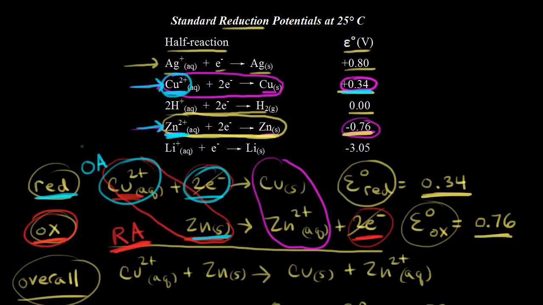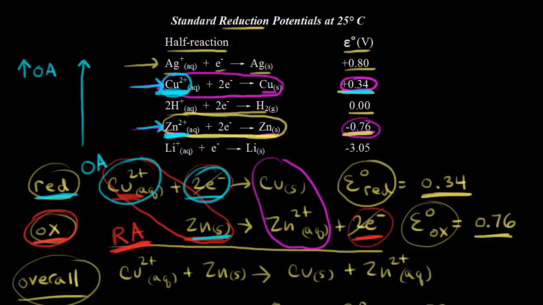So as you go up on your standard reduction potential, you're increasing in the tendency for something to be reduced. And therefore, you're increasing the strength as an oxidizing agent. So as you move up on your standard reduction potential, there is increased strength as an oxidizing agent. So copper 2+ is a stronger oxidizing agent than zinc 2+. All right, let's think about the opposite.